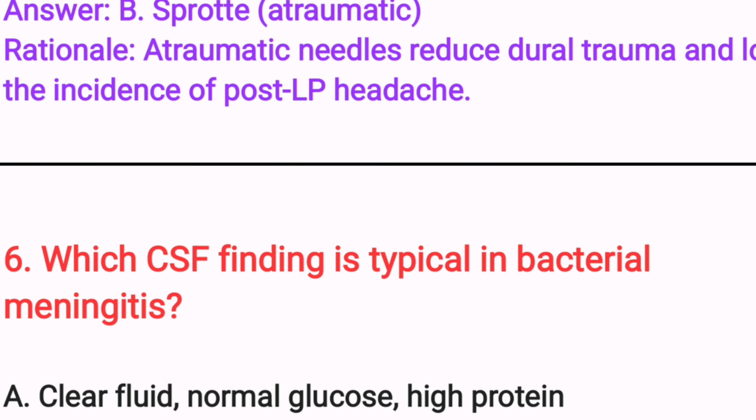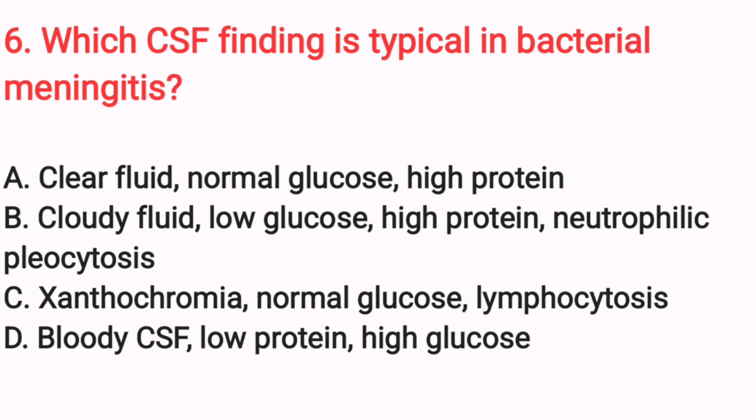Next, which CSF finding is typical in bacterial meningitis? Option A, clear fluid, normal glucose and high protein. Option B, cloudy fluid, low glucose, high protein, neutrophilic pleocytosis. Option C, xanthochromia, normal glucose, lymphocytosis. Option D, bloody CSF, low protein, high glucose.